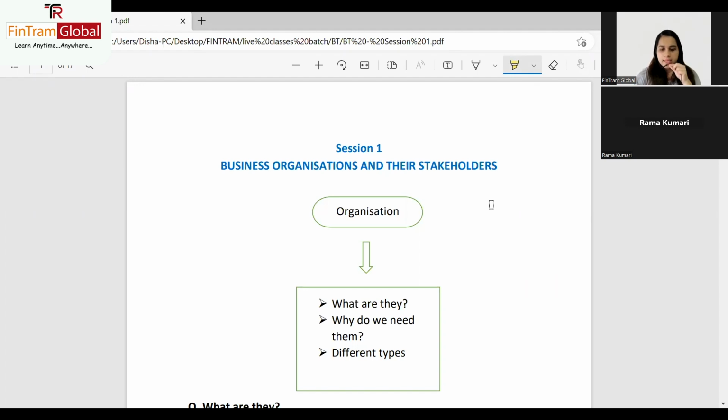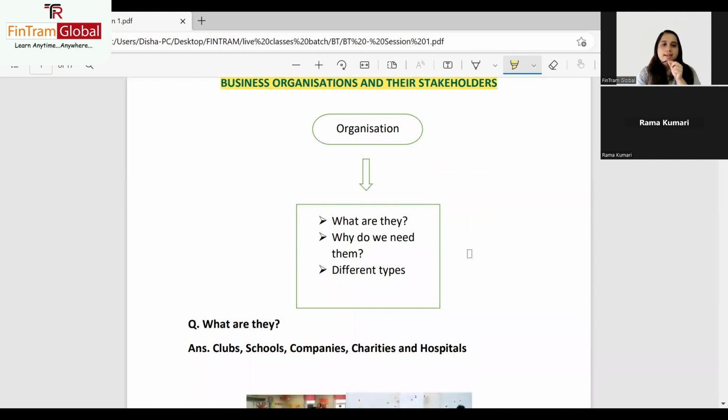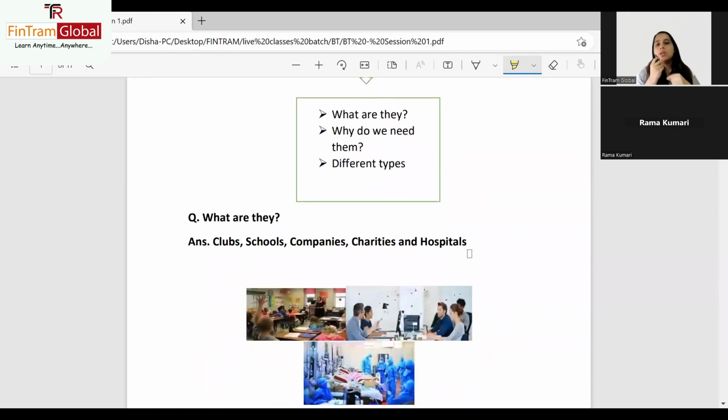Yes, ma'am. So session 1 is business organizations and their stakeholders, like I had mentioned. So firstly, what exactly is an organization? We will be learning what exactly is an organization, why exactly we need an organization, and what are the different types of organization. So what are they? What can be called an organization?